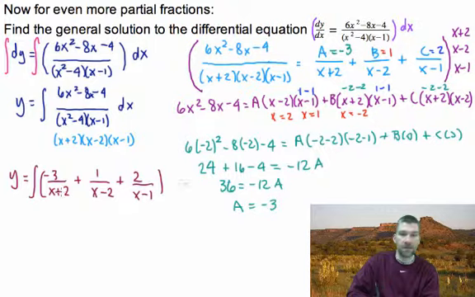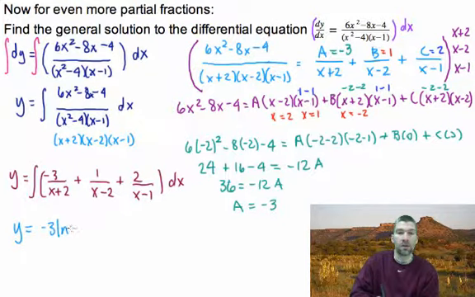The reason we love this is because all of these x's down here don't have a coefficient in front of them. So when we integrate, it just integrates straight to the natural log of whatever is in the denominator. And our final answer then is actually not too bad. So y equals negative 3 times the natural log of x plus 2. And remember, we're going to use absolute value bars here. Plus the natural log of x minus 2 plus 2 times the natural log of x minus 1.